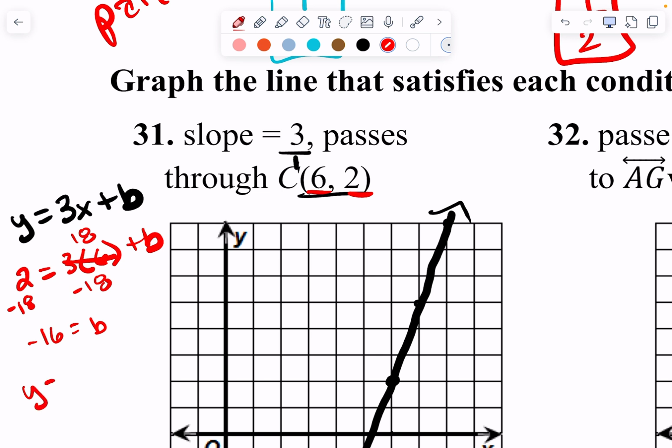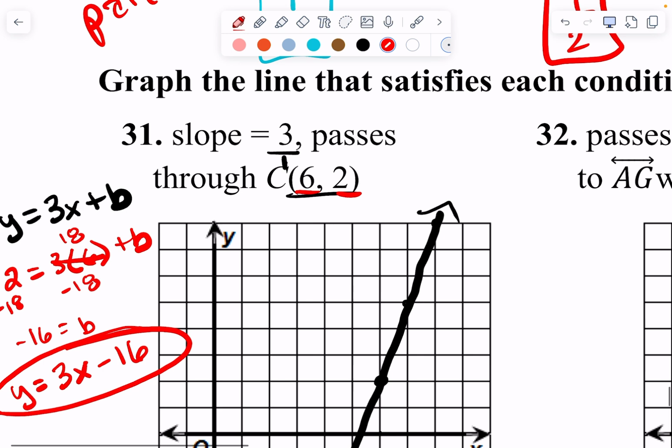So y equals, final answer, 3x minus 16. Perfect. Got it? They didn't ask, but it might be on the test. As long as you know how to do that, you're fine. Okay? I'm just getting you ready.